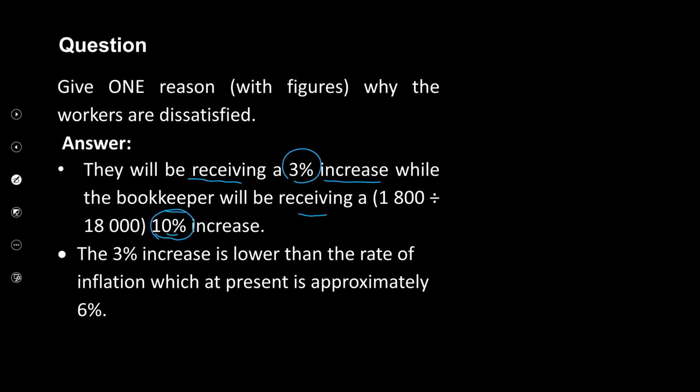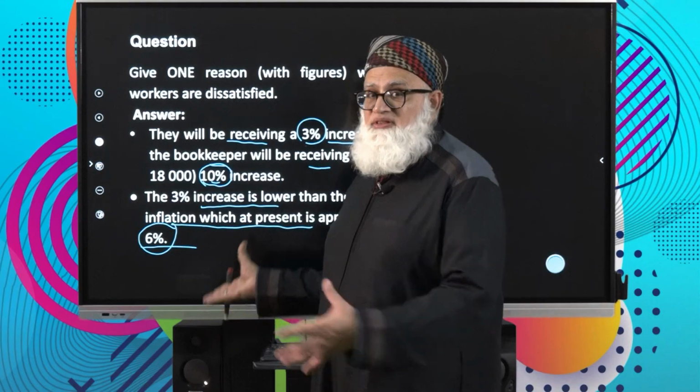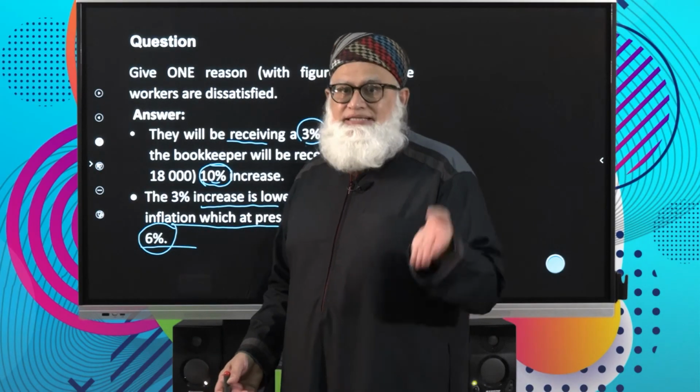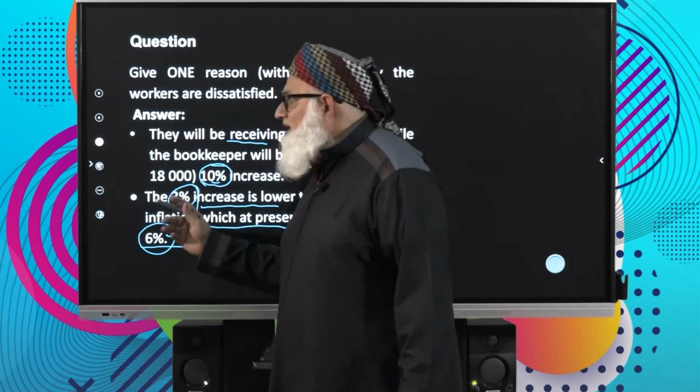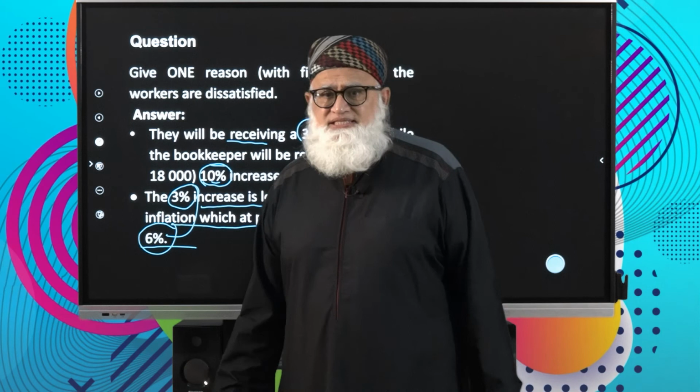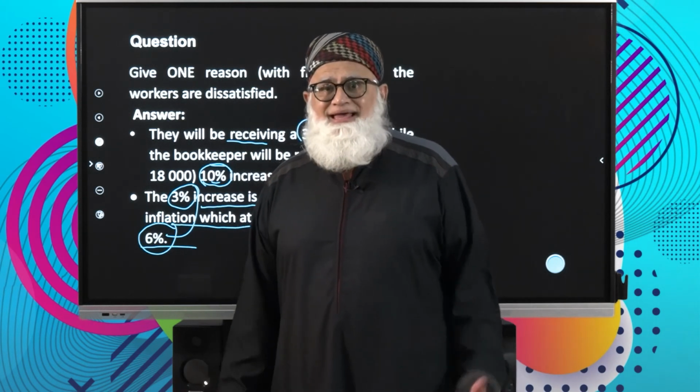The 3% increase that they are receiving is lower than the inflation rate, which currently is maybe at 6%. Obviously, this figure here, this 6%, is going to be a variable, meaning depending on the economy at that time. So obviously, when this question was drawn up, the inflation rate at that time was 6% as opposed to the increase of 3%. So surely the workers would be dissatisfied because they are receiving an increase less than the inflation rate.